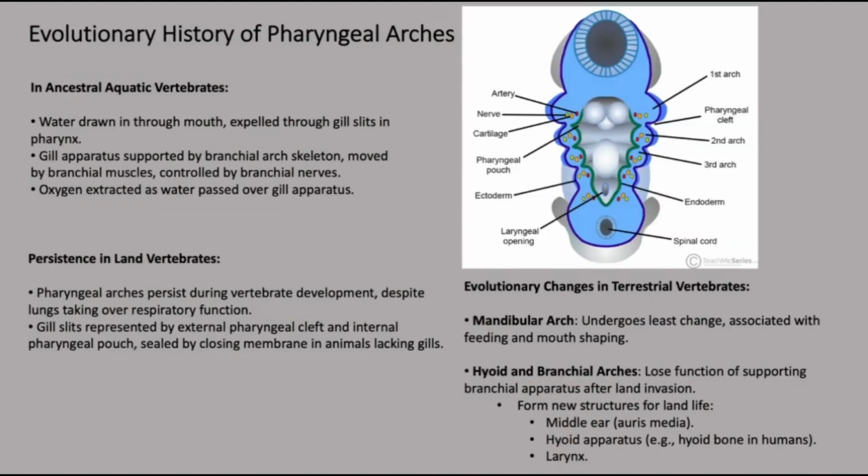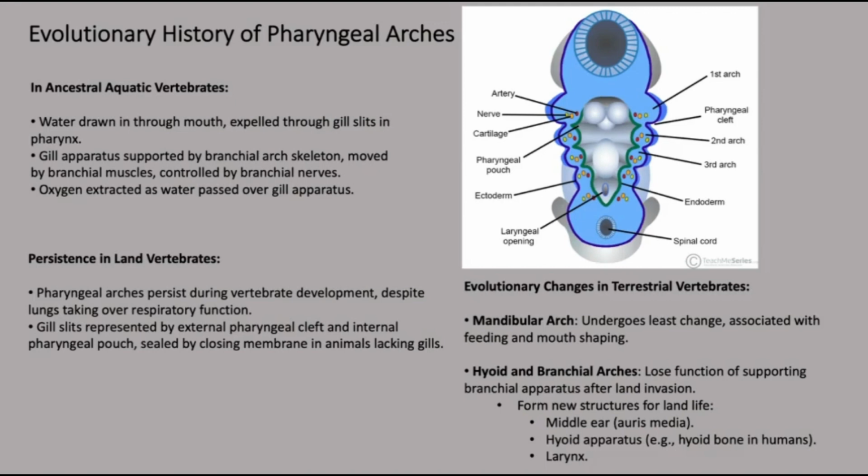Now the pharyngeal arches. Before, when we were talking about phylum Chordata, we said they have the pharyngeal slits, right? So now we're going to be talking about these pharyngeal arches. In ancestral aquatic vertebrates, very old vertebrates that were living in water, they would take in water through their mouth and move this water out through their gills. When doing this, they would take oxygen out of that water. That is how they would respire and form energy for themselves.